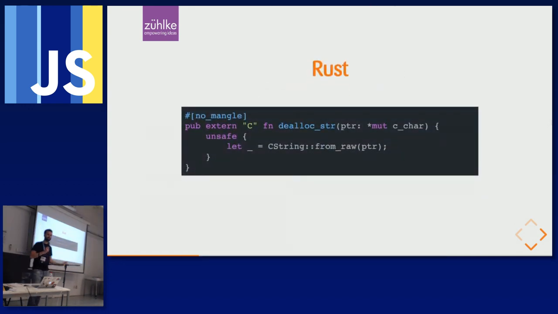And please bear with me here, this is a hack, I know that, but it will do what we want. So we can have another function that is called deallocate string. It will take exactly that pointer that we just returned, right? A pointer to a C character. And what it will do is, it will instantiate a variable from that string and not use that variable anymore. So Rust will garbage collect it eventually.